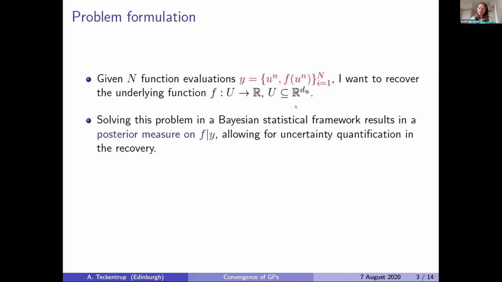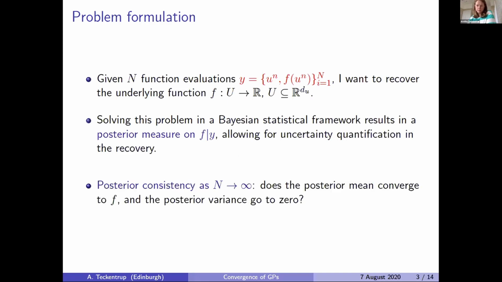I'm going to solve it using a Bayesian statistical framework. So that is going to give me a probability distribution on my unknown f, conditioned on this observed data in the form of function values. That is what is known as the posterior measure. So in this framework with the Bayesian statistical setup, I don't just get one reconstruction of my function f, I actually get a whole probability distribution on f given the observed data. So that is going to allow me to do some uncertainty quantification as well in this recovery process. Right. So that is the setup, what I want to do.